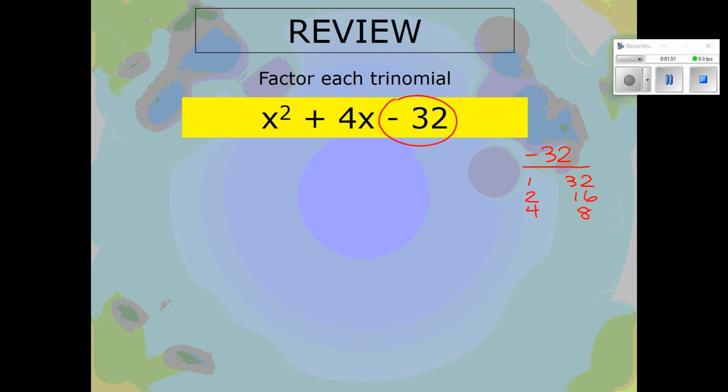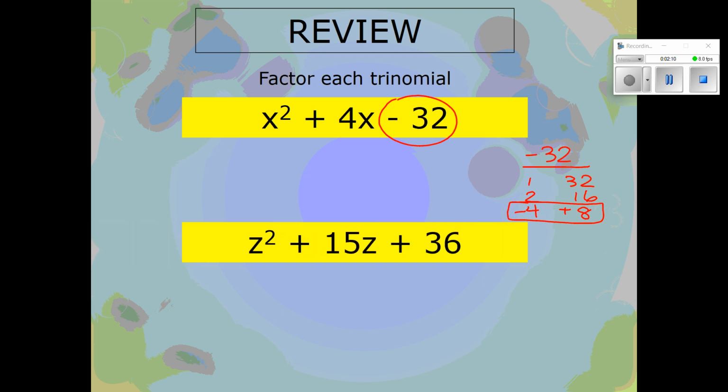And you would try to find a pair where you add together to get a positive 4. So if we have this pair right here, negative 4 times positive 8 multiplies to get a negative 32, and it adds together to get a positive 4. So we rewrite this as x minus 4, x plus 8.